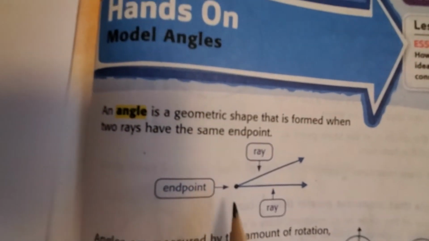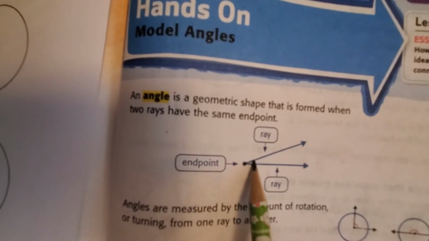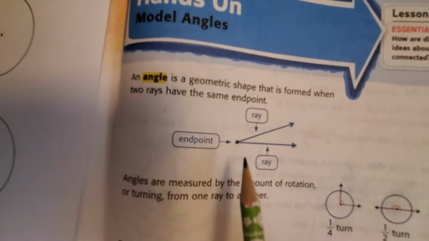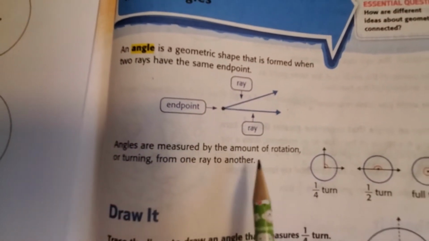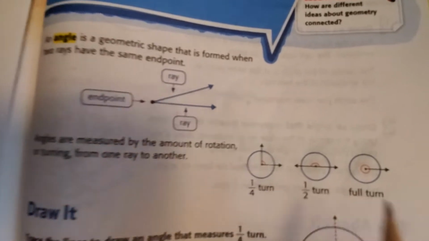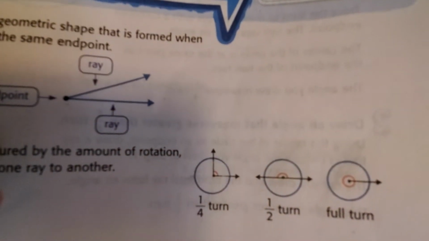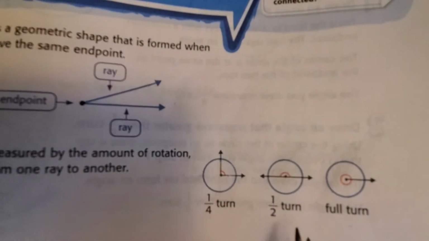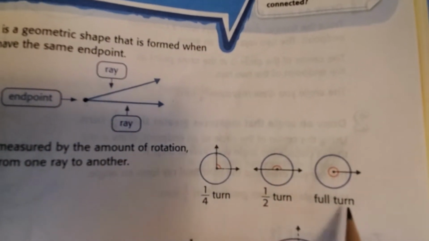So here is a model. Here is the endpoint. Here is the first ray, and here is the second ray. Okay, they're sharing the same endpoint. Angles are measured by the amount of rotation or turning from one ray to another. So we have 3 turns that we're going to talk about today. All right, so quarter turn, half turn, and full turn.